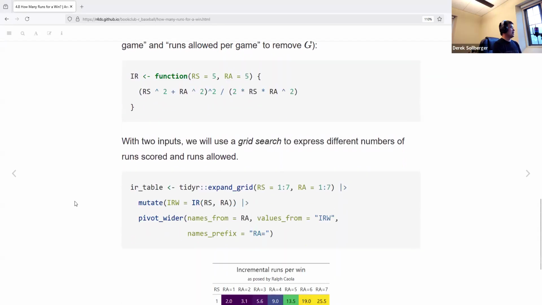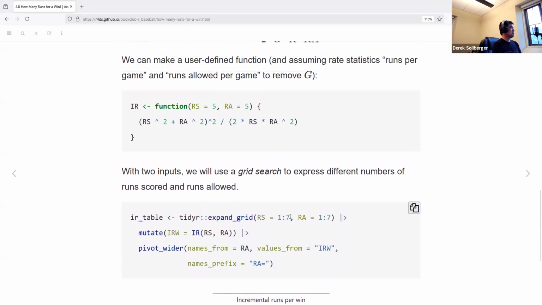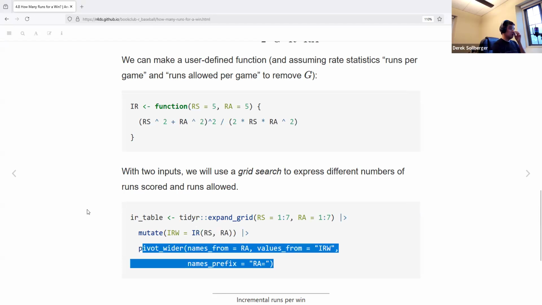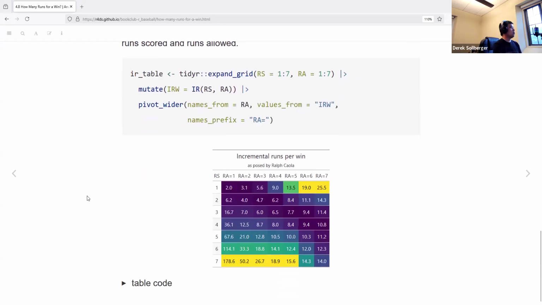What I found pretty neat is that you could do a grid search to plug in many different numbers. I departed from the textbook here. I didn't really feel the need to plug in fake values such as 2.5 runs scored. I decided to use whole numbers going from 1 to 7. We could expand grid on that to get 49 permutations, apply the IR function from above to all 49 of those permutations, and then pivot wider to be able to show this in a nice table.